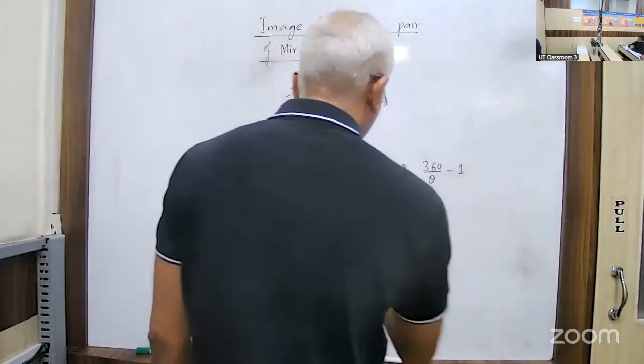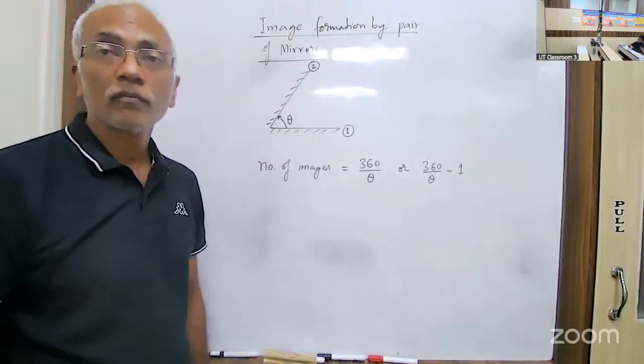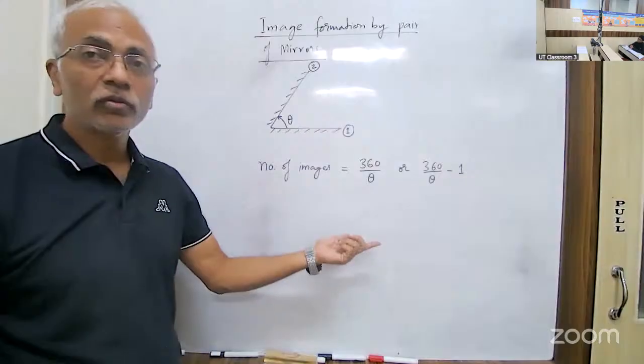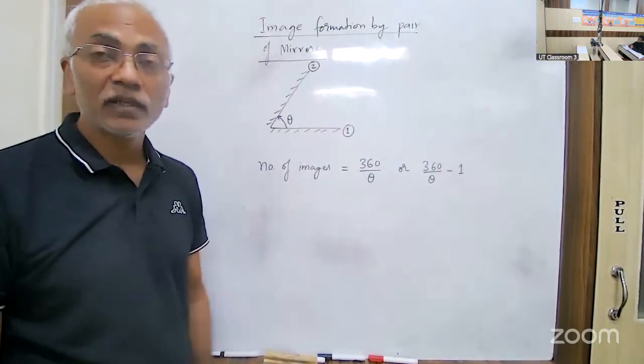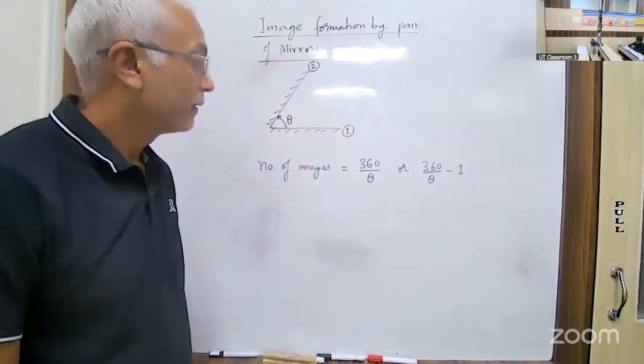चलो. वो और कैसे लिख सकते हैं? 360 by theta उधर भी 360 by theta minus 1 तब आएगा ना. भाई तो दोनों में से एक लेंगे तो वो डिपेंड करेगा कब लेंगे वो भी हम डिस्कस कर रहे हैं. ठीक है.